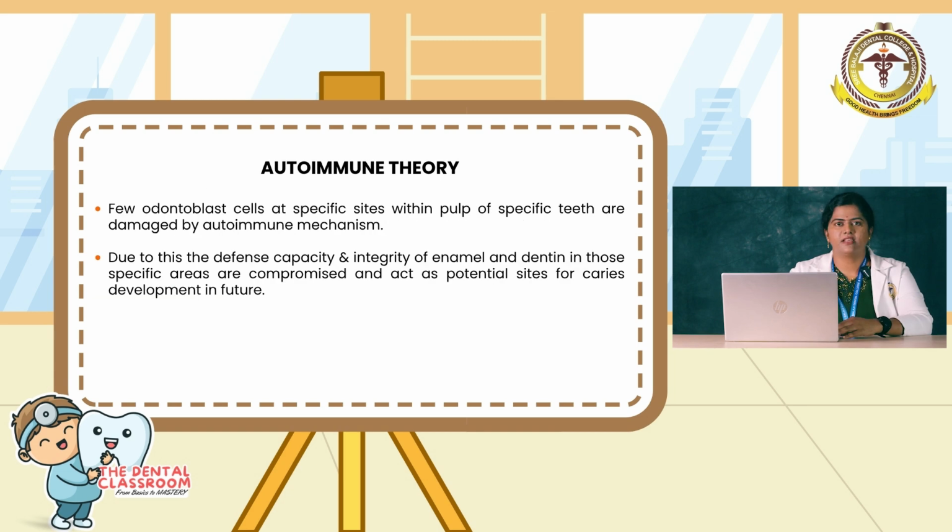The final theory of dental caries is the autoimmune theory. A few odontoblast cells at specific sites within the pulp of specific teeth are damaged by an autoimmune mechanism. Due to this, the defense capacity and integrity of enamel and dentin in those specific areas are compromised and act as potential sites for caries development in future.